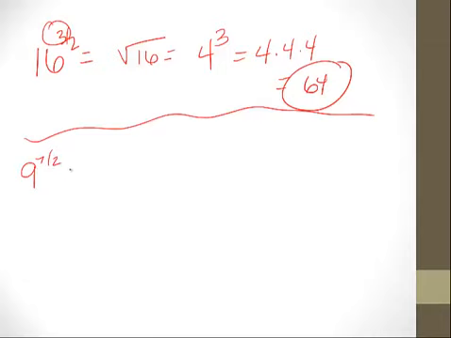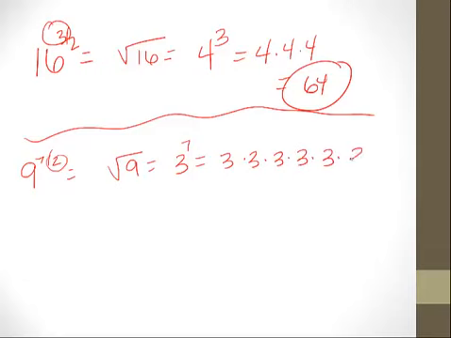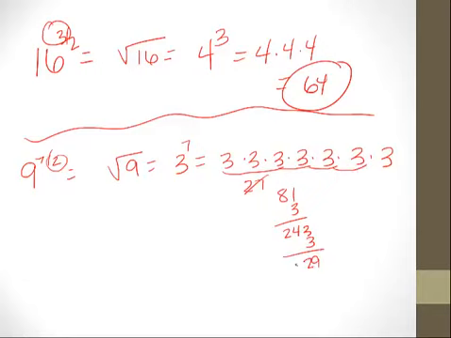Nine to the 7/2, which means square root of 9, which is 3. And then we're going to take 3 and raise it to the 7th power. Without a calculator. So 3 times 3 times 3 is 27. Times another 3 would be 81. Times another 3. Times another 3. Times another 3.